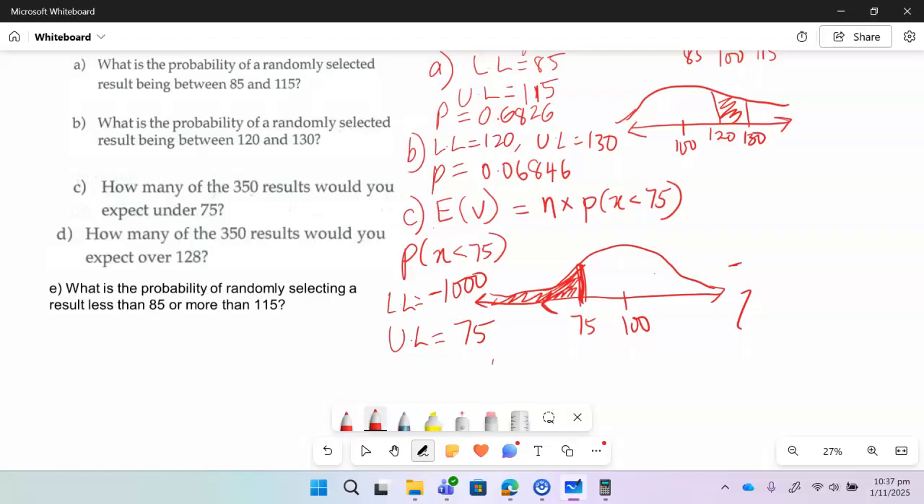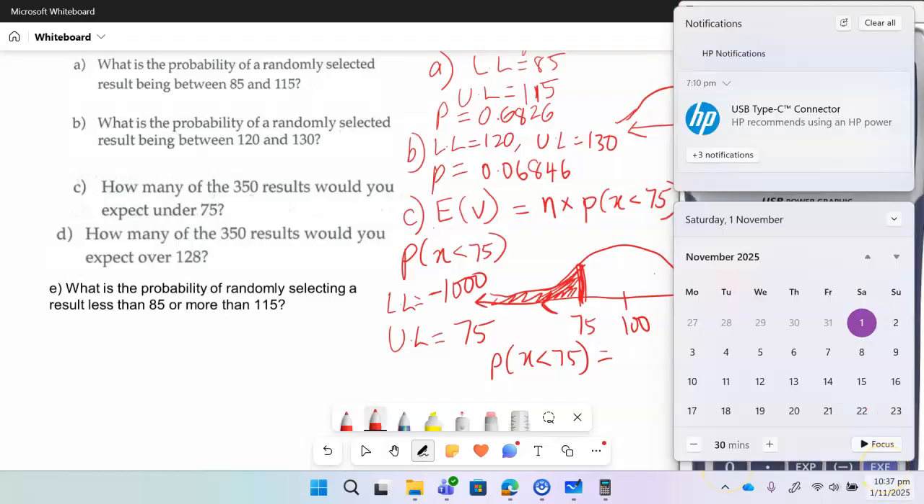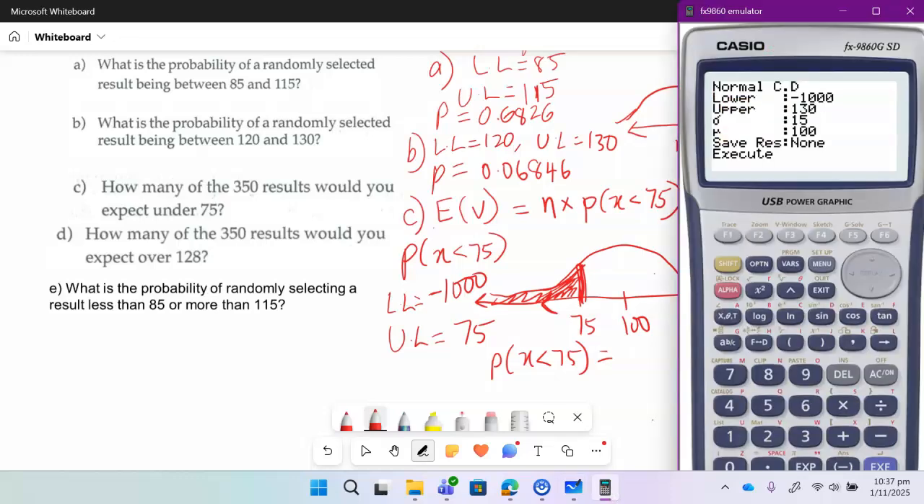And so your probability of x being less than 75 will be, please remember to put the negative for the lower limit. Upper is 75. That's it. So your probability is 0.04779.